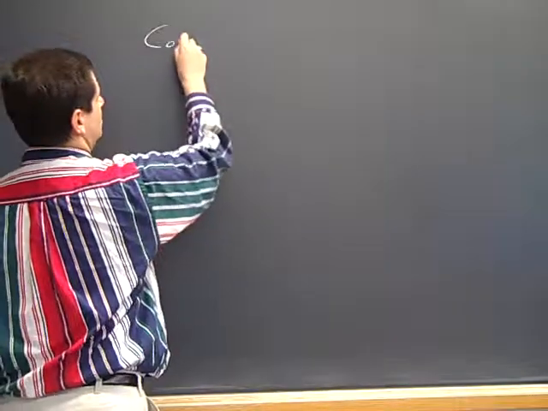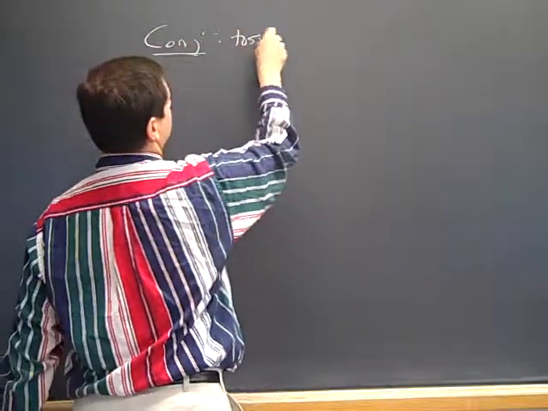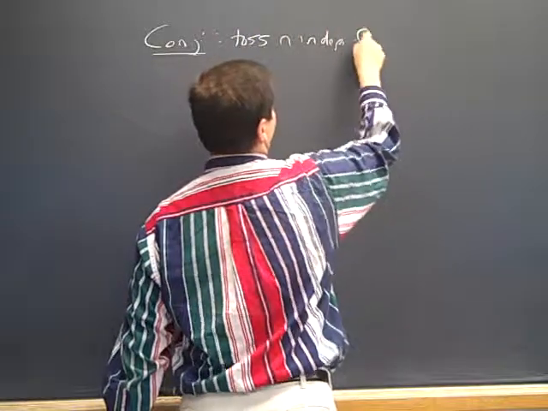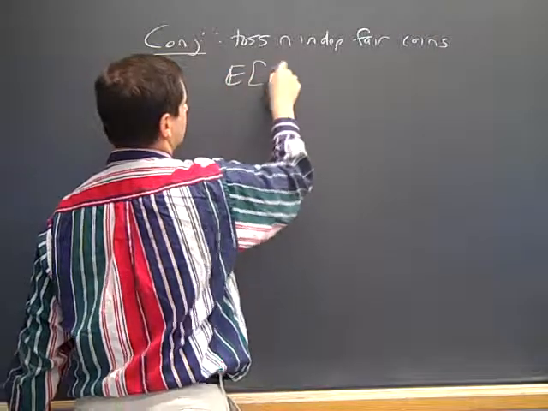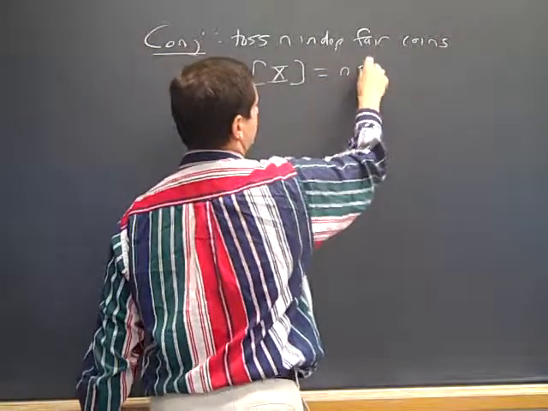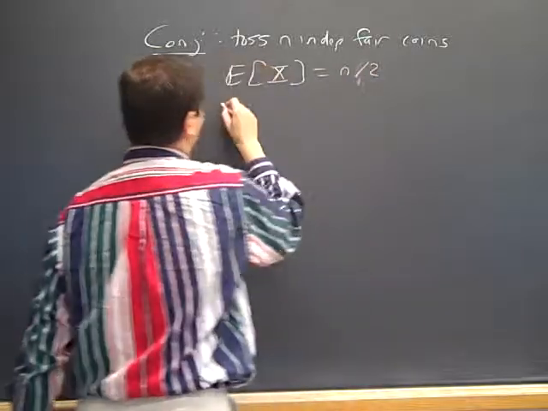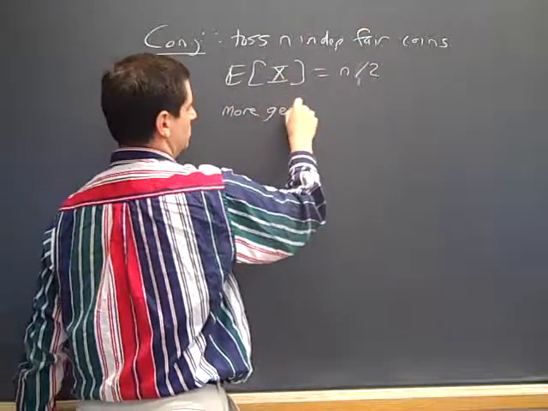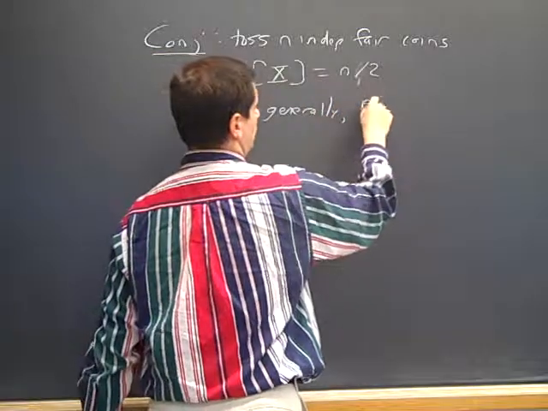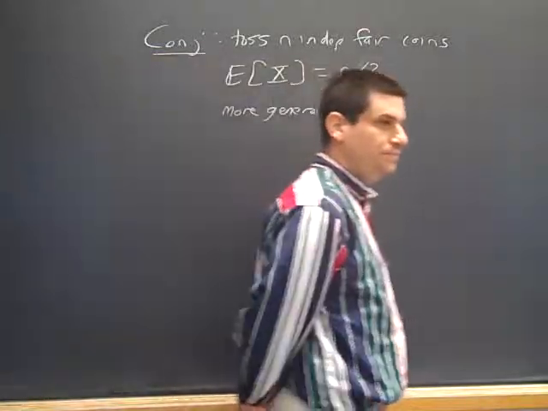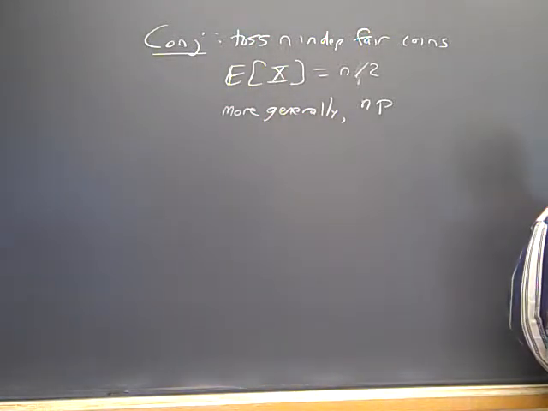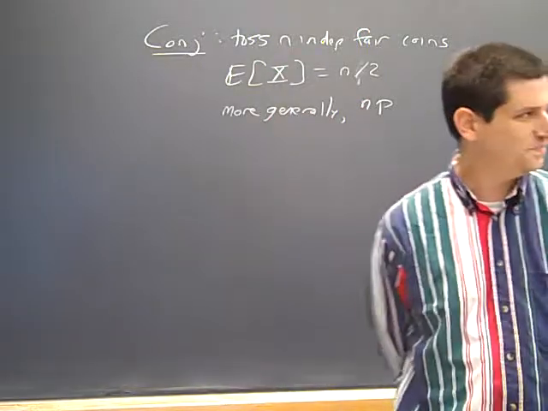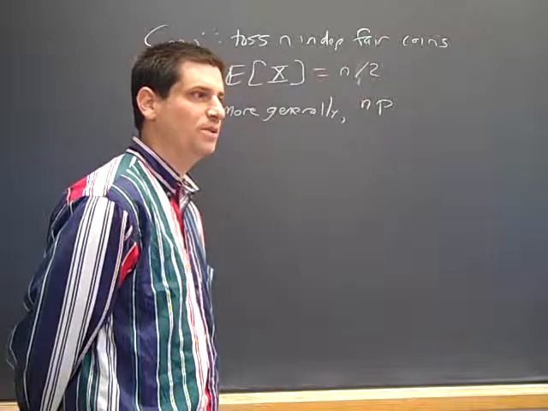Okay, so we were talking about expectation. We had a conjecture, right? Toss n independent fair coins, and the expected number of heads we thought was n over 2, or more generally, we thought it was n times p. And there are a lot of ways to prove this. So I'm going to show you the simplest way first, then I'm going to show you a much more complicated way.